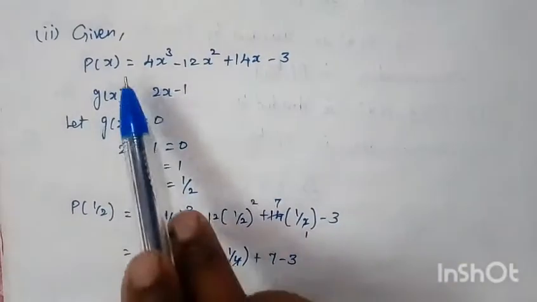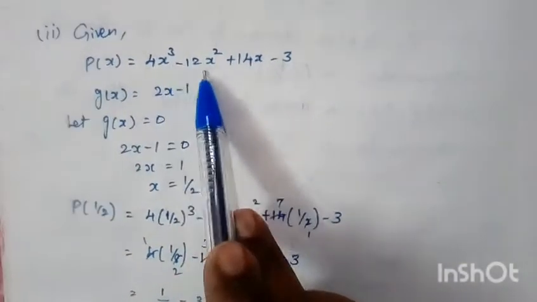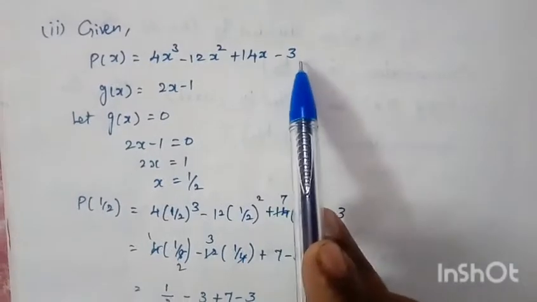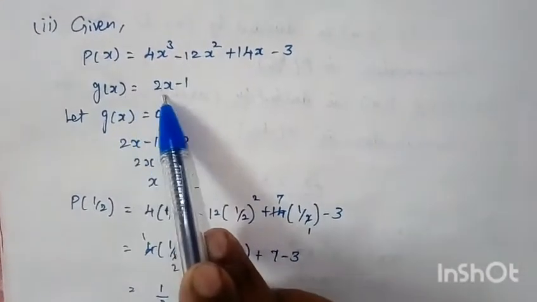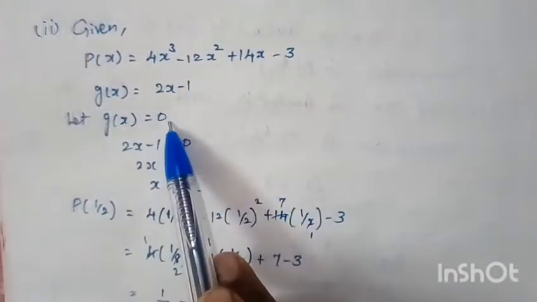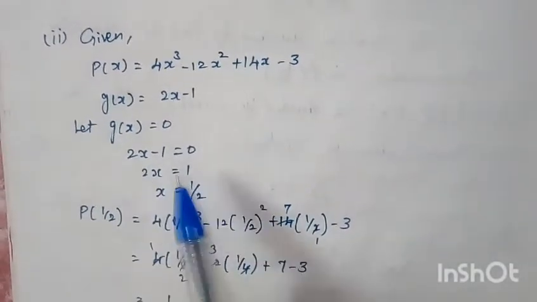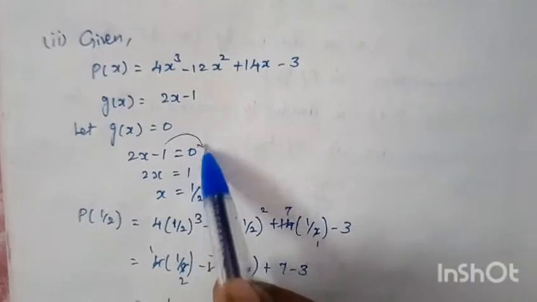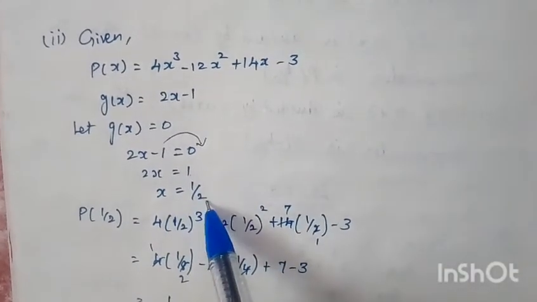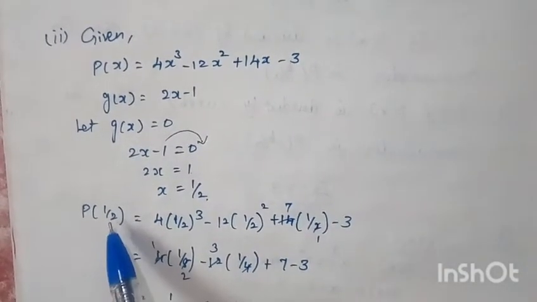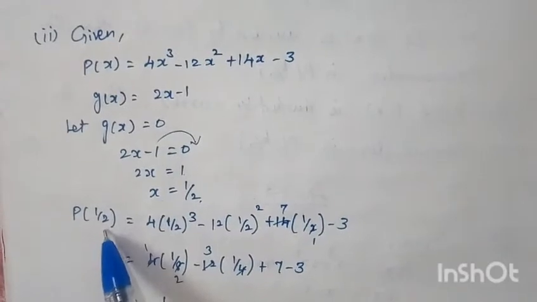In the second problem, p of x is equal to 4x cube minus 12x square plus 14x minus 3. g of x is equal to 2x minus 1. Let g of x equal to 0. So 2x minus 1 equal to 0, so 2x is equal to 1. This minus 1 you have to transfer to this side. So x is equal to 1 by 2. Now the x value you have to substitute in the p of x.